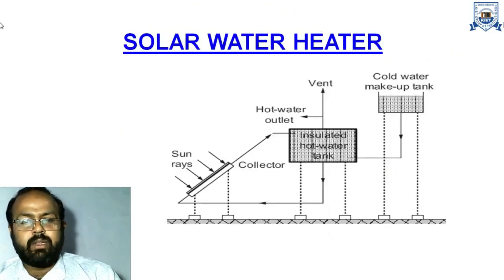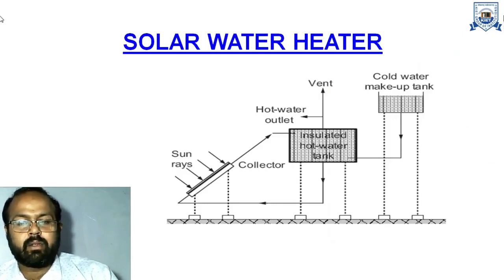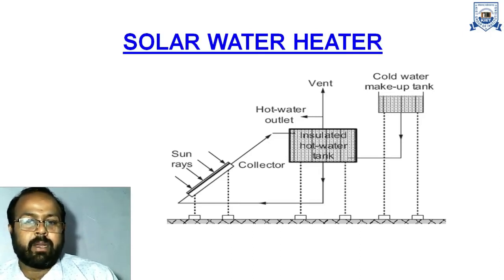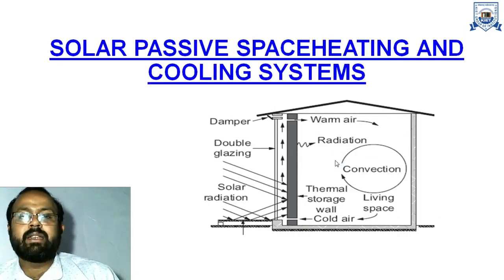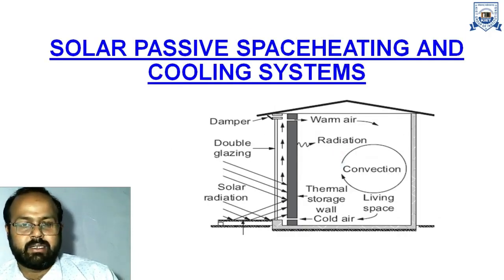This is the solar water heater. In the solar water heater, we have the sun rays. In the sun rays panel, the collectors receive the sun's radiant energy, and this energy is transferred into the insulated hot water tank, and the cold water tank regularly supplies the water. The hot water goes out through a water outlet and the vent, and we optimize this water for useful works.